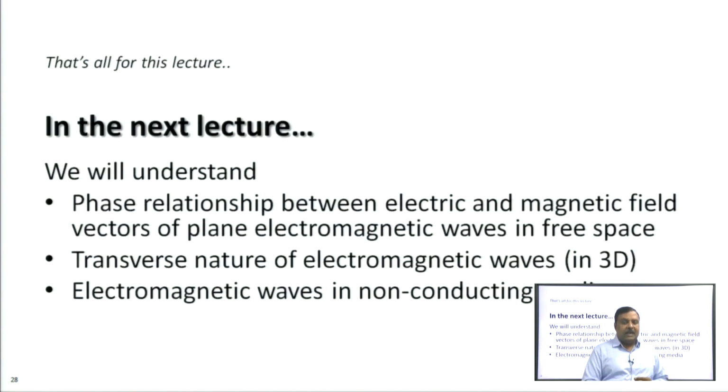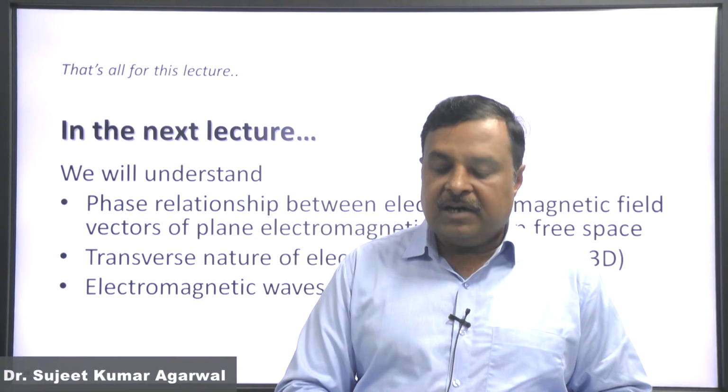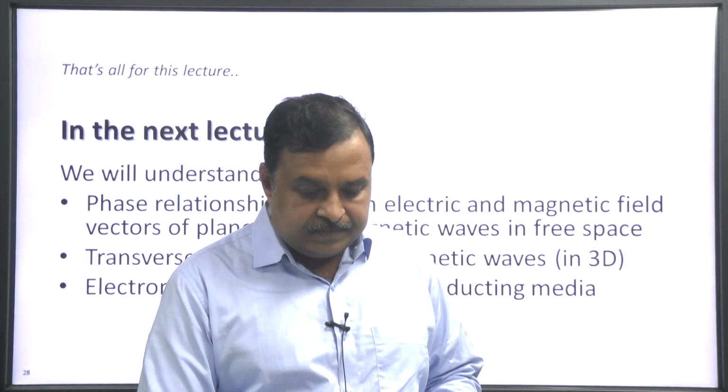So, that is all for this lecture. In the next lecture, we will understand phase relationship. We will come back to this propagation of plane electromagnetic waves in free space, and we will understand the phase relationship between electric and magnetic fields. We have seen that electric and magnetic vectors are mutually perpendicular and perpendicular to direction of propagation, and in the next lecture we will see the phase relation between them and transverse nature of electromagnetic waves in 3 dimension and electromagnetic waves in non conducting media. Okay, thank you.